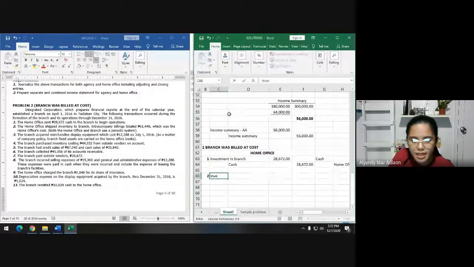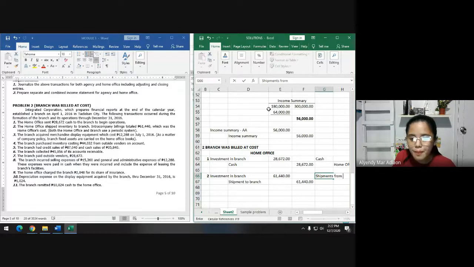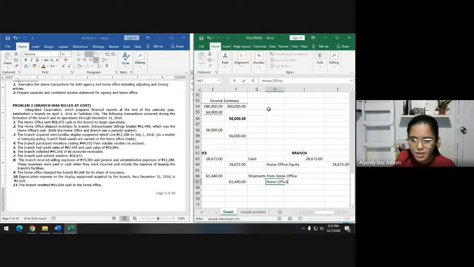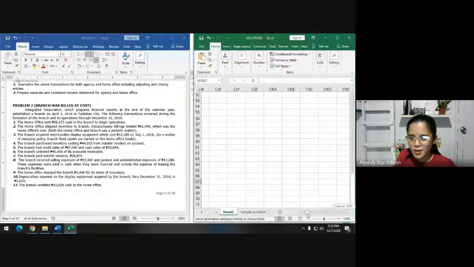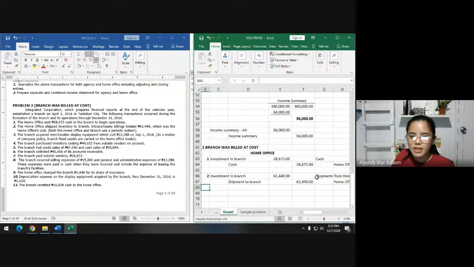So, that would still be a debit to investment in branch. Now, since it is inventory that was shipped, that is a credit to shipments to branch, amounting to 61,440. On the part of the branch, debit shipments from home office and credit to home office equity, that is 61,440.